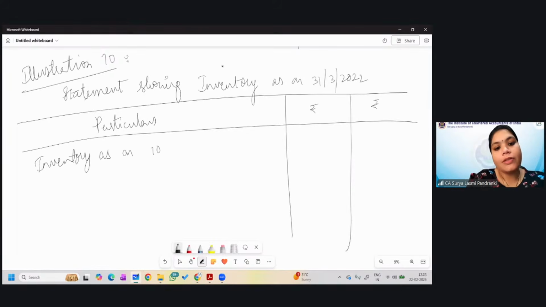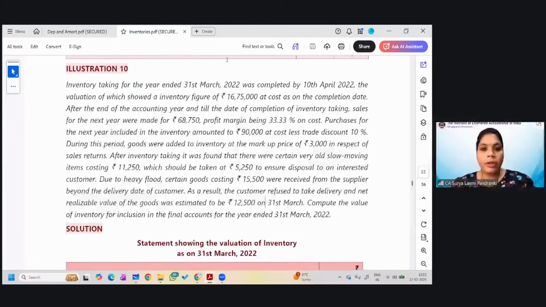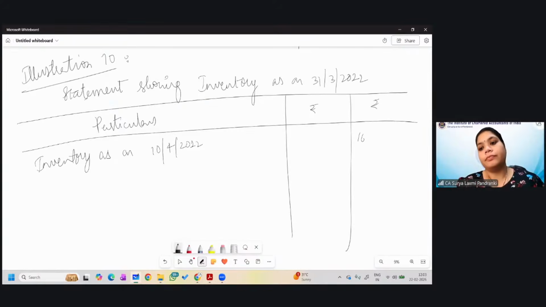You have inventory as on 10th April 2022. So I'll have to take that. What is the inventory as on 10th April? 16,75,000. Some additions and subtractions have to be done to this, so that we know the actual inventory value as of 31st March, right?